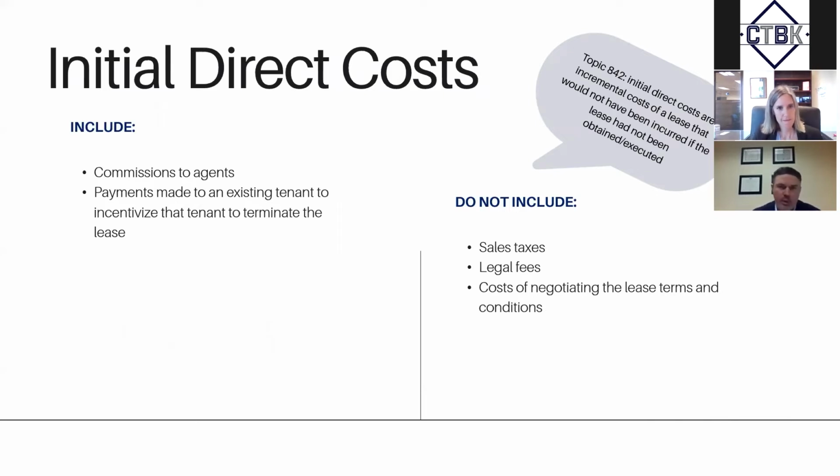We also mentioned that we were going to provide a little additional guidance on initial direct costs. So the overall theme here is that initial direct costs are incremental costs of a lease that would not have been incurred if the lease had not been obtained or executed. So you would include commissions to agents or payments made to existing tenants to incentivize them to terminate their lease, because those payments would be incurred only if the lease is executed. However, you would exclude legal fees and costs of negotiating leases and other costs that were leading up to the point at which the lease would be executed.